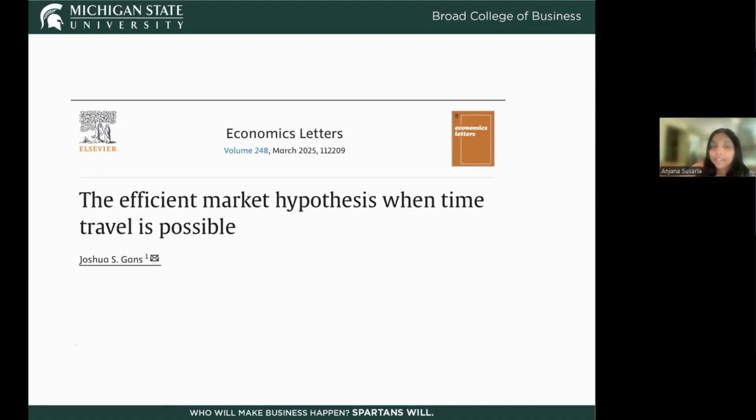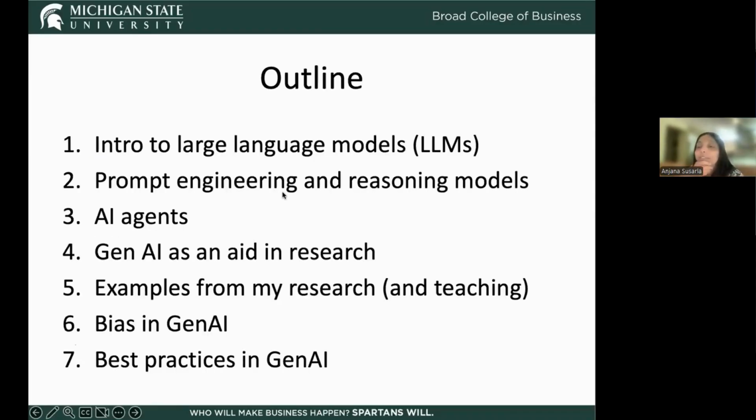So what is it that I can talk about generative AI to you guys? This is the outline of this tutorial. First, I'll give a brief introduction to these large language models and talk about prompt engineering, a little segue into AI agents, not too much time in this short format. I will talk about how to use generative AI as an aid in research with a few examples from my own research. We have to be very aware of the biases when we use generative AI. So I will talk about those bias issues and some of these best practices. This is a very ambitious agenda for a short session. So I will provide some of these slides, especially the best practices in Gen AI, as an appendix, with some things for us to think about and know about.